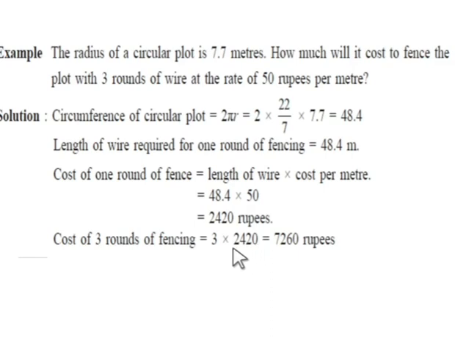Now as you have to find the cost of 3 rounds of fencing, we will multiply the cost of 1 round of fencing with 3. You will get 7260 rupees. That is 3 multiplied by 2420 is equal to 7260 rupees.